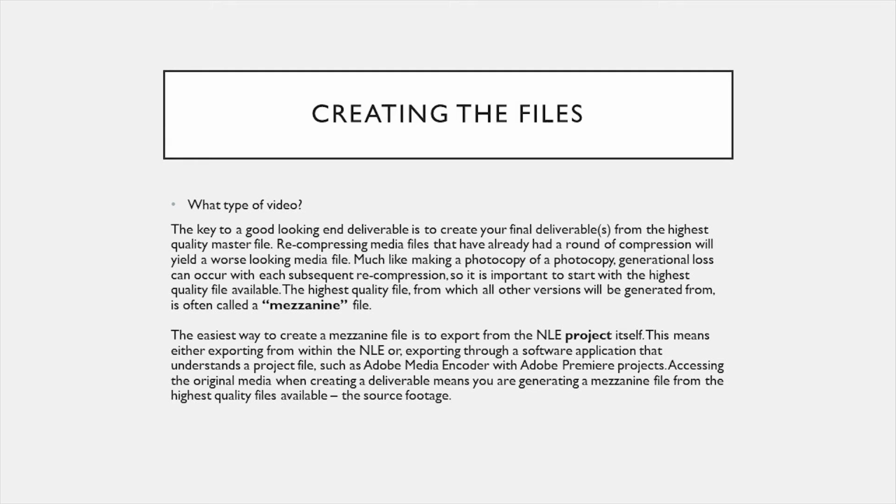The highest quality file from which all other versions will be generated is often called a mezzanine file. The easiest way to create a mezzanine file is to export from the NLE project itself. This means either exporting from within the NLE or exporting through a software application that understands a project file, such as Adobe Media Encoder for Adobe Premiere projects. Accessing the original media when creating a delivery means you are generating a mezzanine file from the highest quality files available. It means the source footage.